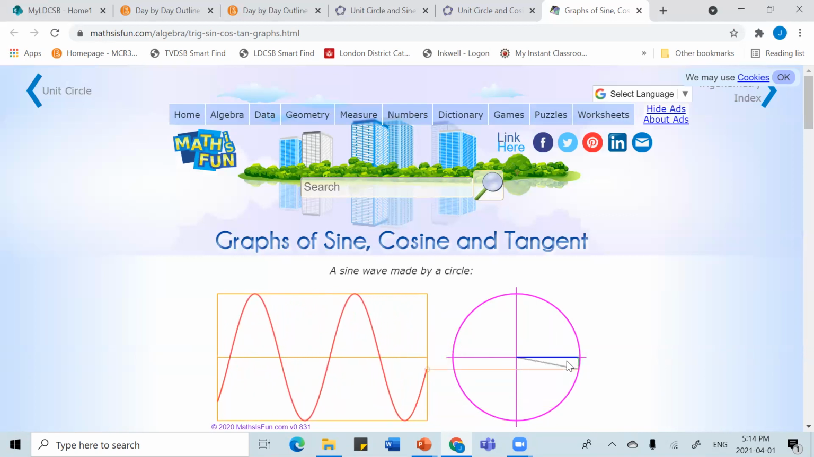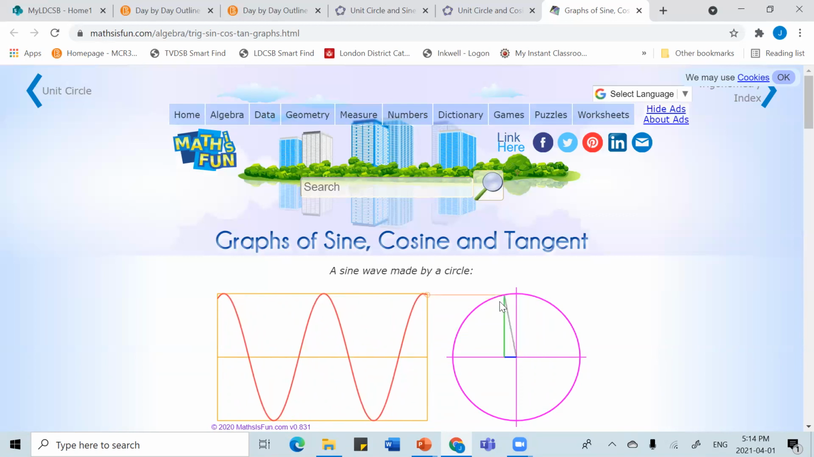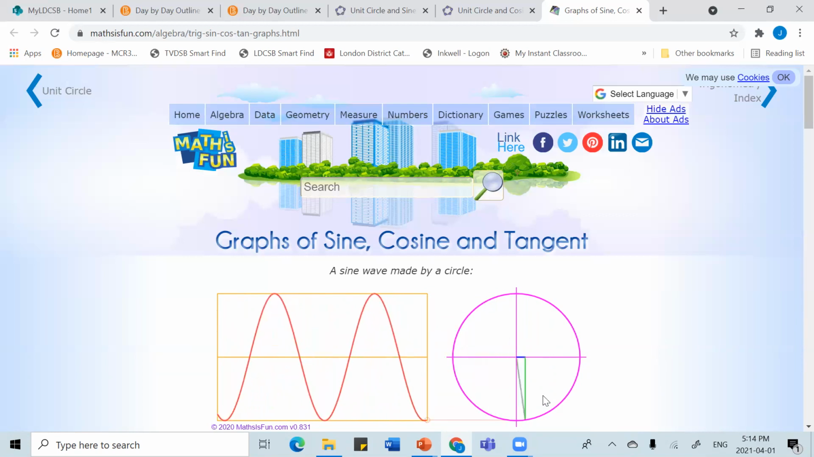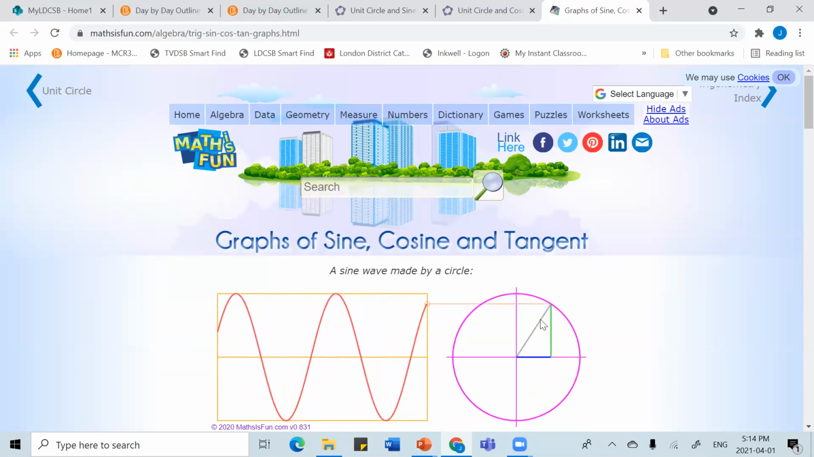The sine function graph is really coming from looking at the vertical distance from the origin. That's really all we're doing there. So I'm hoping that kind of makes sense so far.